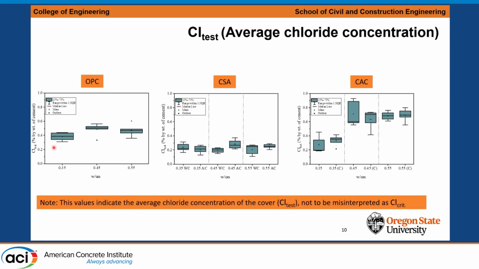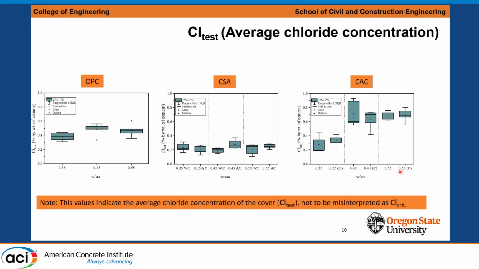And you can see here that the CL test values for the OPC specimens actually range anywhere between 0.3 to almost 0.6. And then for CSA, you can see that it's slightly lower. The values are ranging anywhere between 0.1 to 0.3. And then when it comes to CAC, you can see that the values are slightly higher, especially at higher water cement ratios, like at 0.45 non-converted and 0.45 converted. We can see here that the CL test values are roughly between 0.5 to 1%. And then we can observe the same thing for 0.55 water cement ratio as well for both non-converted and converted CAC specimens.